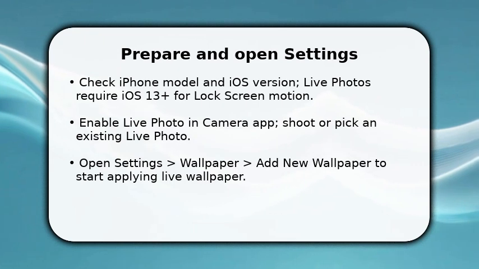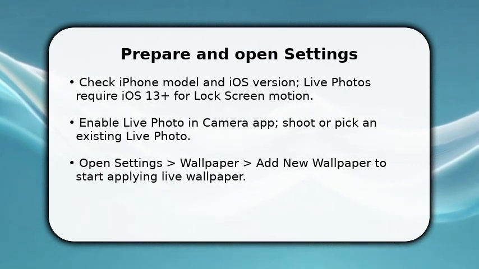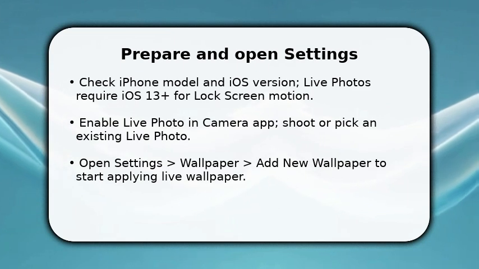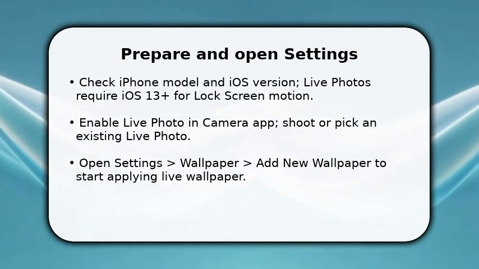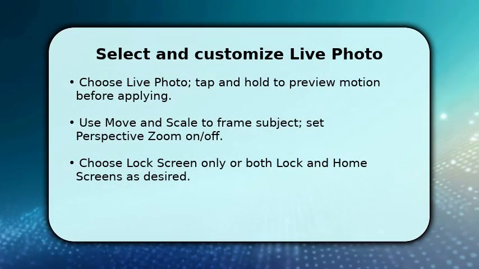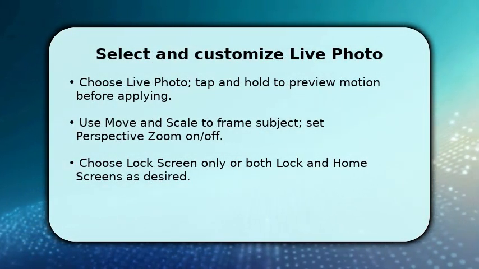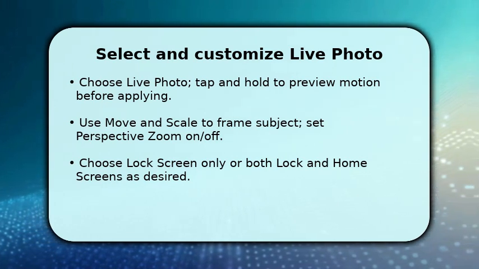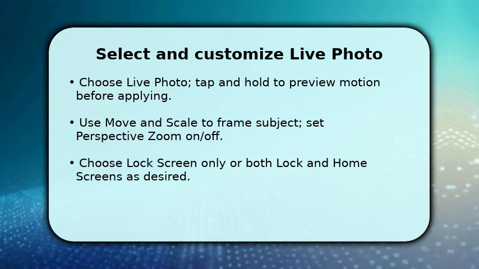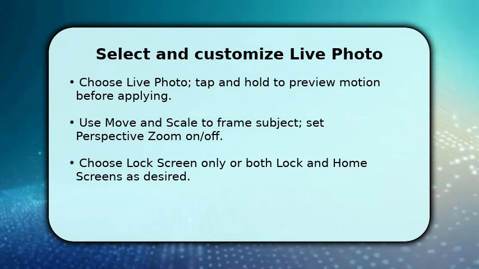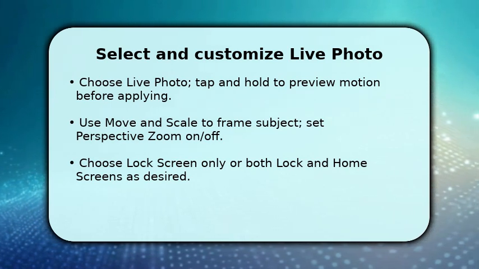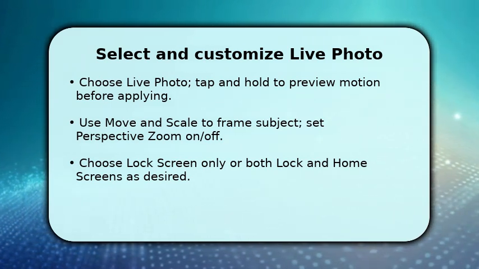Make sure to keep the device unlocked while selecting so animations load correctly, and you can preview before committing to set it. Once in the Live Photos album, pick the image you want and press and hold to preview the motion. This verifies it's animated. Then use pinch gestures to move and scale, framing the action area where motion looks best. Toggle perspective zoom on or off depending on whether you want parallax. Turning it off preserves exact framing.